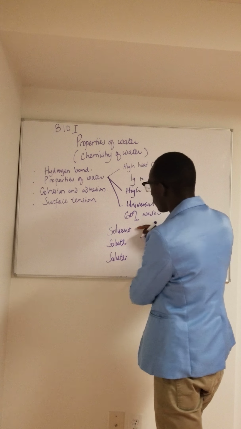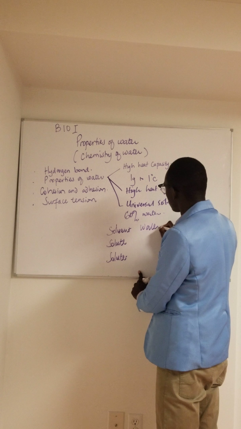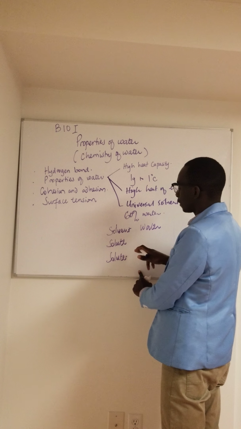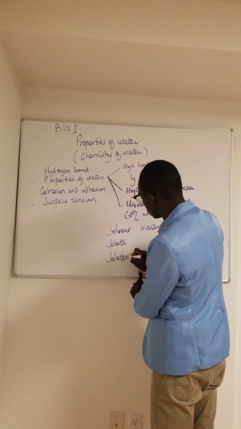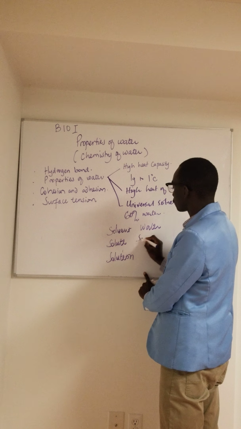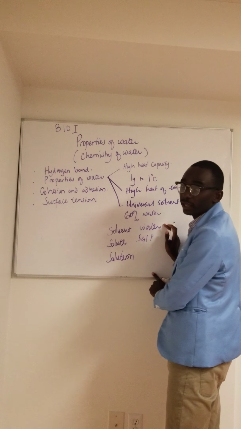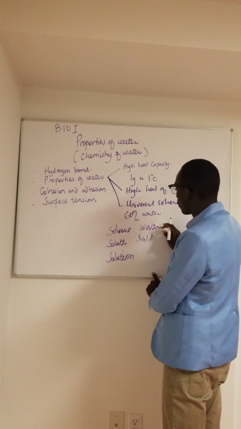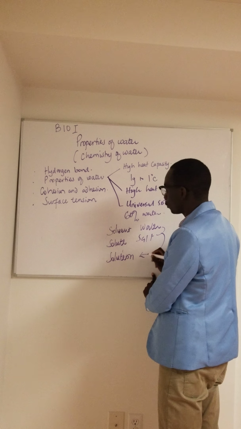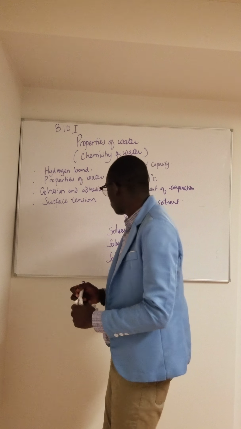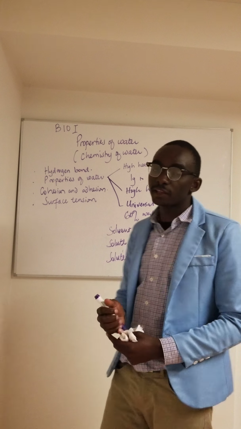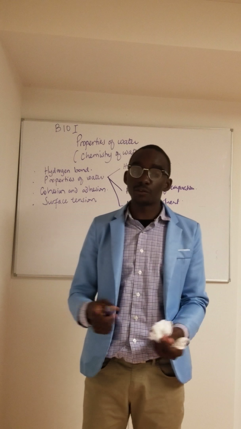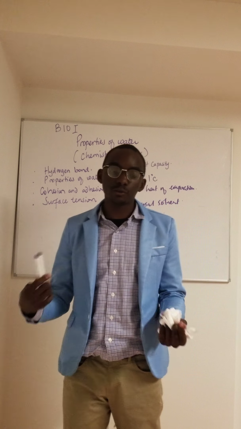So usually a solvent, like water, is a solvent. A solute is like a salt. Anything that you dissolve in water, like sugar, is a solute. So when these two combine, they form a solution. So water is a good solvent because it dissolves very many solutes to form solutions.